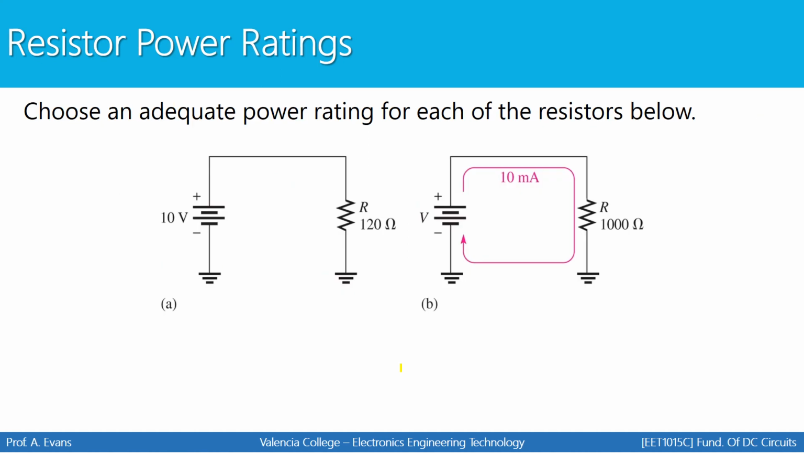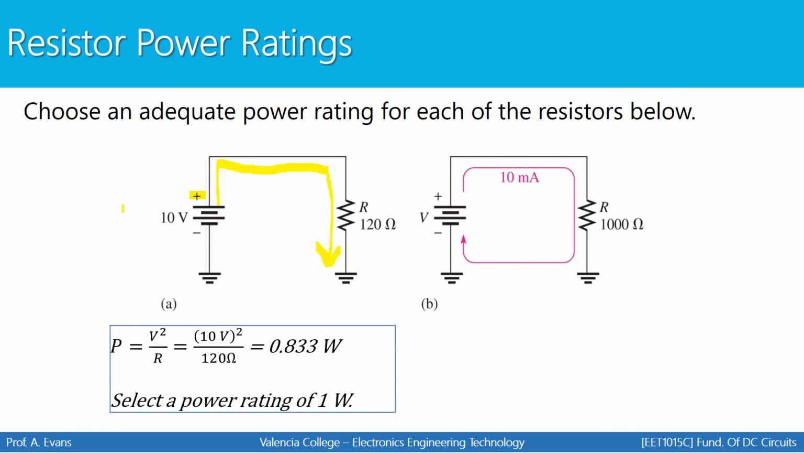So if you look on your lecture notes, the next problem is about resistor power ratings. It says choose an adequate power rating for each of the resistors below. Let's start with the circuit on the left, circuit A. First, analyze what you've been given. You have a 10-volt source with the polarity labeled here. That means current is going to leave the source, travel around this way, and go this way. We don't know how much current is in the circuit by the diagram, but we do know that the resistor value is 120 ohms.